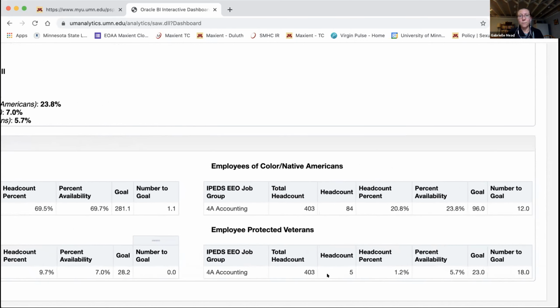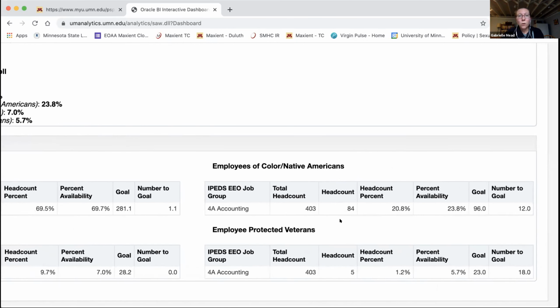in that category. Over here, we see that, again, 403 people in the position, 84 of them identified as being an employee of color, Native American.